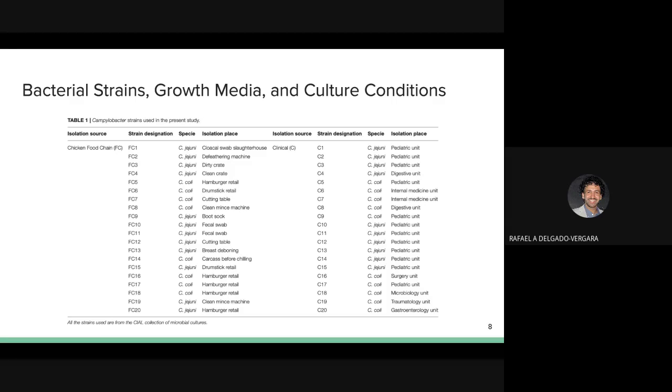As we can see, the species were C. jejuni and C. coli, and the isolation places of the patients were like the pediatric unit, internal medicine unit, digestive unit, and others.